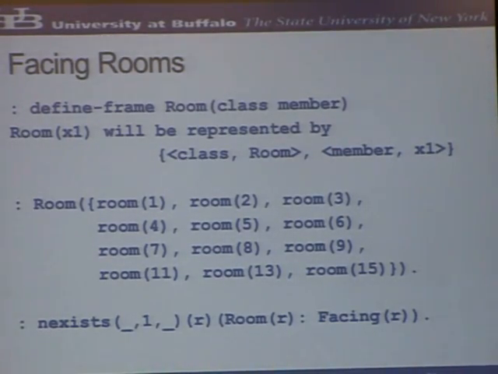Facing rooms. Remember, the whole goal of all of this is to tell it, take the baggage from room 9 to room 11. And it has to know how to go around the building and get the package and go to the other rooms. So this is all stuff that it needs to know, at least the way I've implemented it. Maybe you can implement it in a more clever way where it doesn't need to know all this.